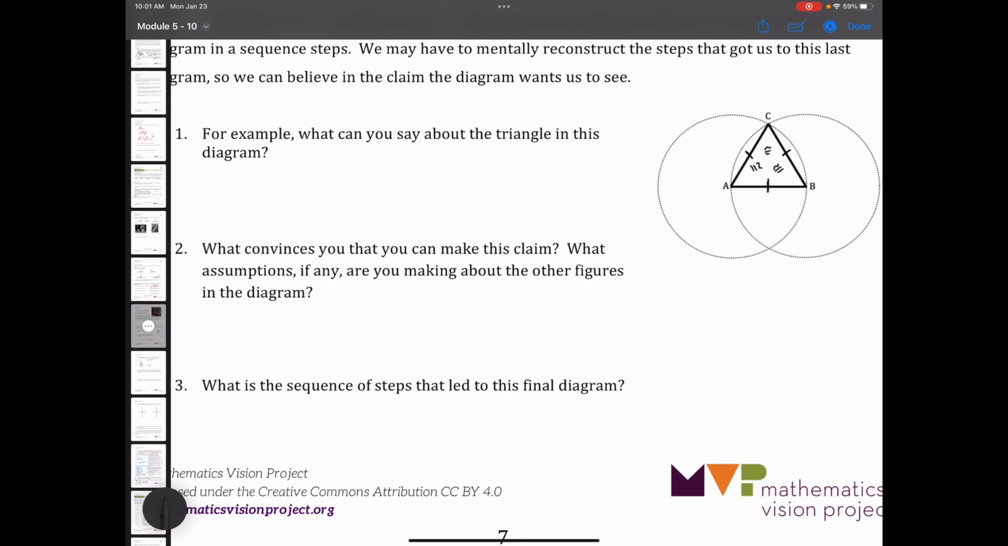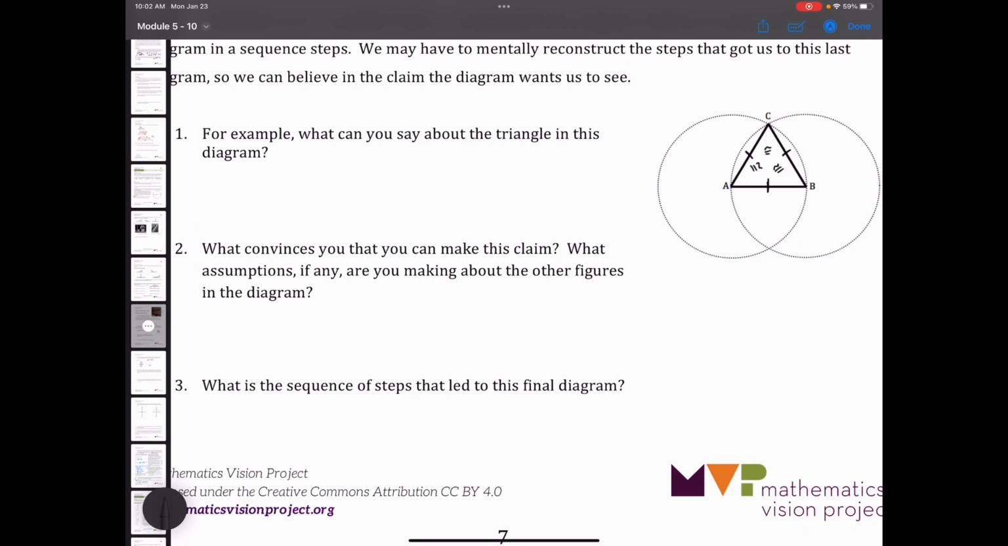What convinces you that you can make this claim? Well, we just talked about it, right? So can someone synopsize what we just spoke about so that we can write this down? Okay, so those two circles, right? You know how they kind of meet in the middle. So A is the middle of that. A and B are radii, right? Let's say that. AB is a radius.